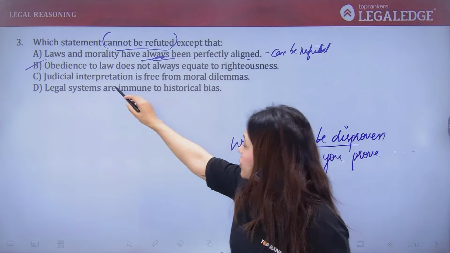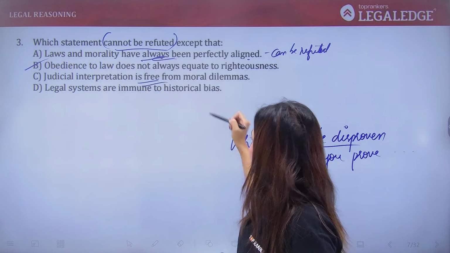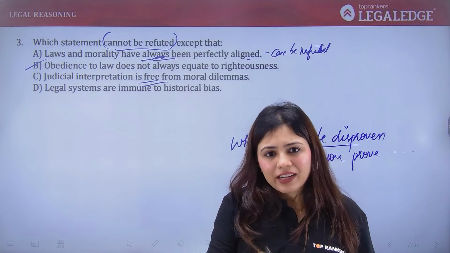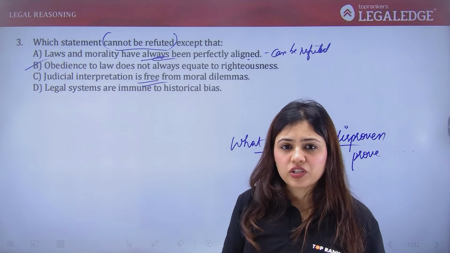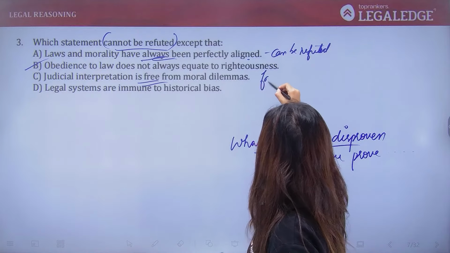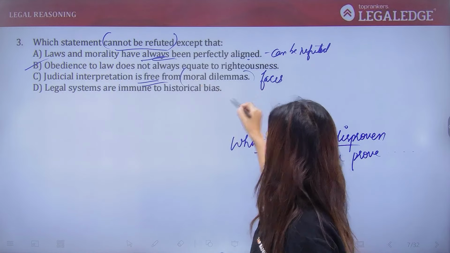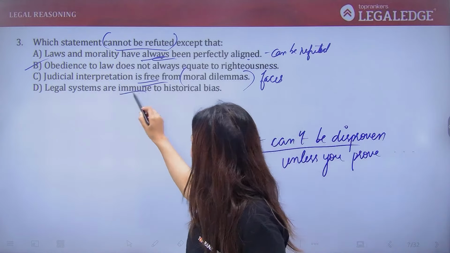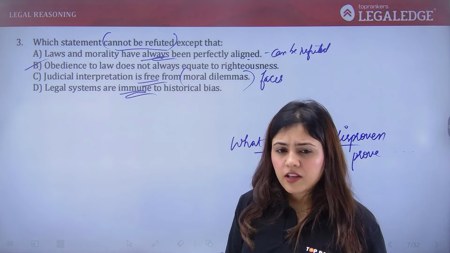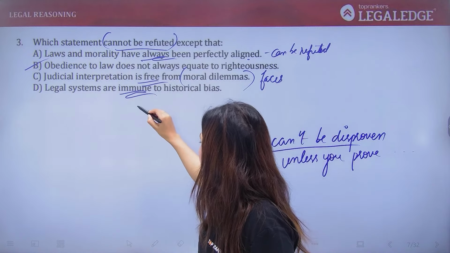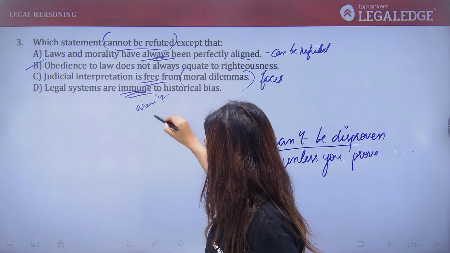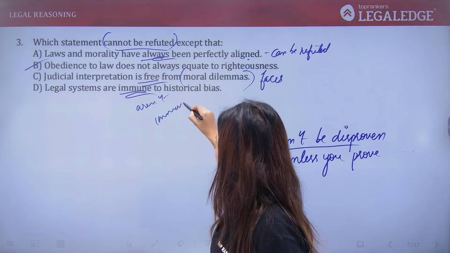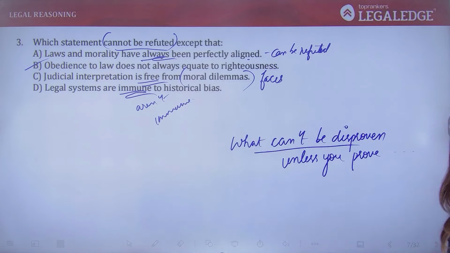Okay? Judicial interpretation is free from moral dilemmas, whereas we clearly know that judicial interpretation actually faces moral dilemmas. So the opposite. Legal systems are immune to historical bias, whereas we can clearly see they aren't immune to it. At least the passage does not state it. So the correct answer is option D.